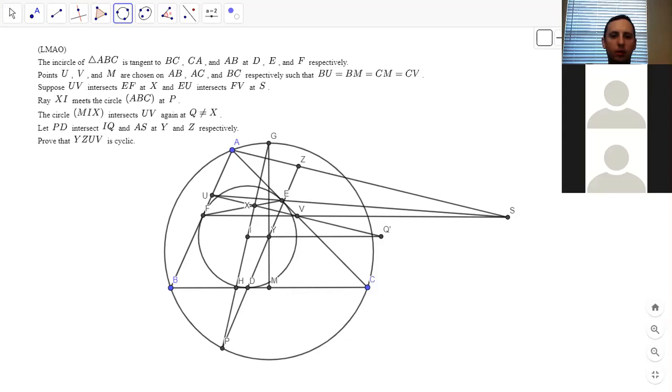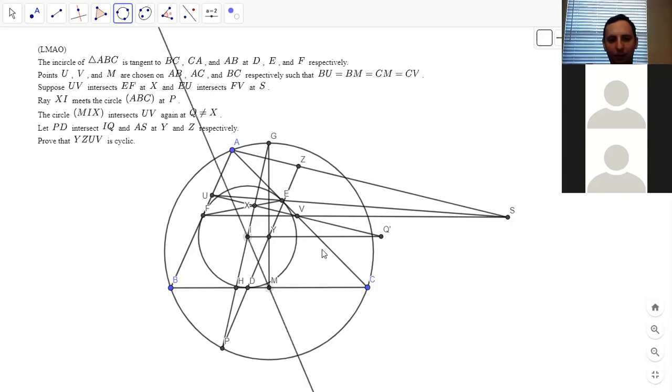Oh, I saw the proof. Okay. We have IV squared equals Ix times Ig, but we know that IV equals IM. And Ix times Ig equals Iy times Iq prime. So IM squared, so angle IMQ prime is 90, and so that proves that it's cyclic.